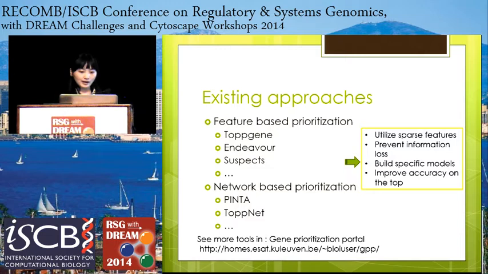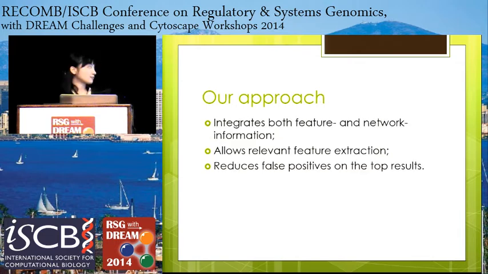So we want to build a model which could combine both pieces of information at the same time. We also want to build a model specific to the user input. As we know, all these current tools have decent accuracy, but there are still a lot of false positives on the top. We want to minimize that to give more accurate predictions at the top of the rankings. So our approach integrates both feature and network in their own original form, allows the model to be built specifically to the user input, and reduces false positives in the top results.